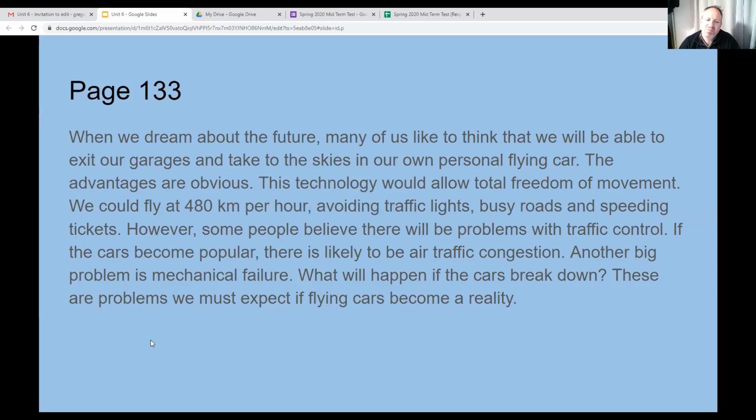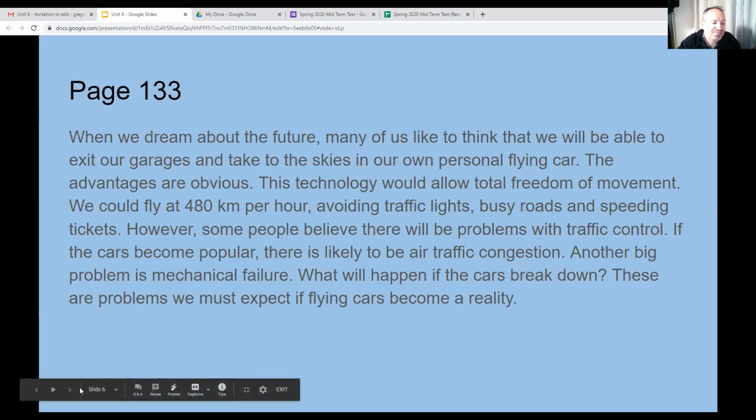However, some people believe there will be problems with traffic control. If the cars become popular, there is likely to be air traffic congestion. Another big problem is mechanical failure. What will happen if the cars break down? These are problems we must expect if flying cars become a reality.